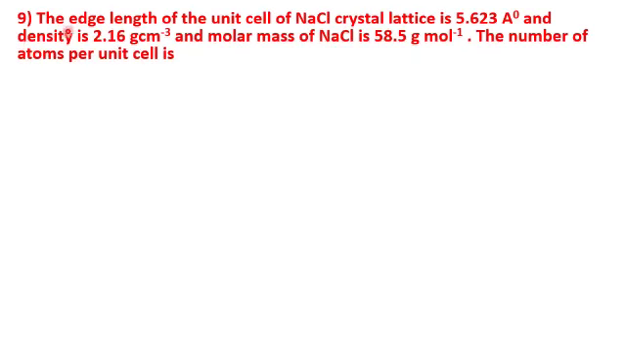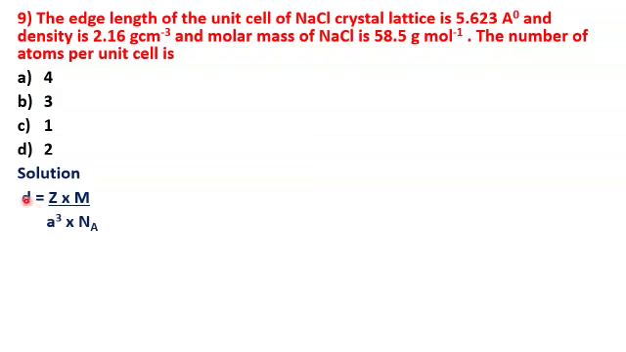Question number 9. The edge length of the unit cell of sodium chloride crystal lattice is 5.623 angstrom and density is 2.16 gram per centimeter cube and molar mass of sodium chloride is 58.5 gram per mole. The number of atoms per unit cell is option A 4, option B 3, option C 1 and option D 2. Let us solve this one.